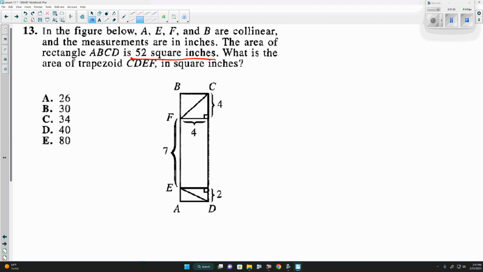What do we know? So guys, looking at this here, is there any answer we can eliminate? Yes. Why can we eliminate E? Because if the overall figure is 52 square inches, is there any way the figure inside of it could be bigger? So we're trying to look at CDEF. This is what we're trying to find.